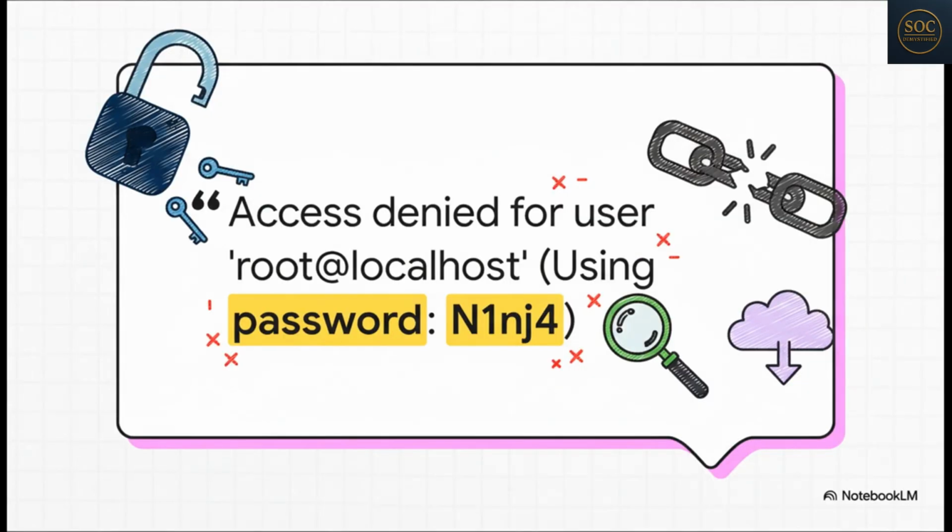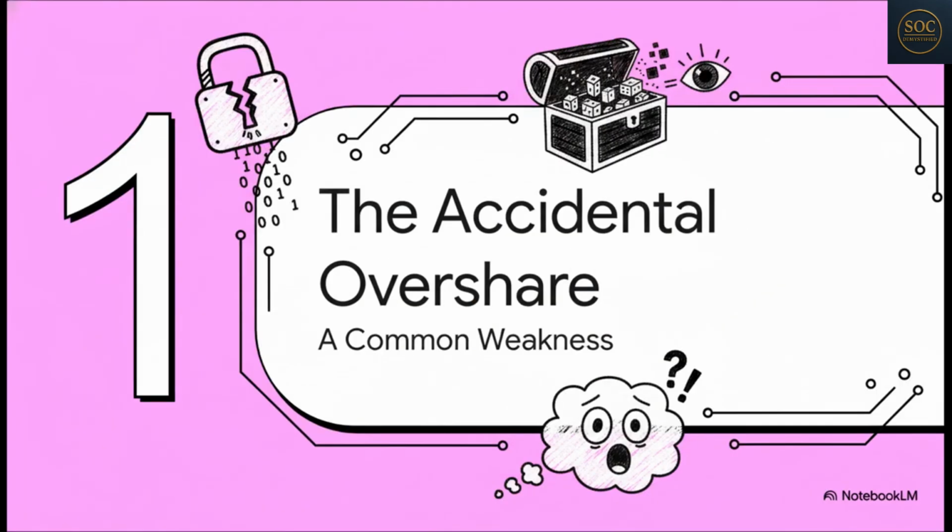Okay, take a look at this. This is a real error message that an application spit out. Now, at first glance, it just looks like a bunch of technical jargon, right? But look closer. Right there, in plain text for absolutely anyone to see, the password is N1NG4. This is basically the digital version of accidentally writing your ATM PIN on the back of your debit card. That horrifying little error message is the perfect example of what we're talking about today.